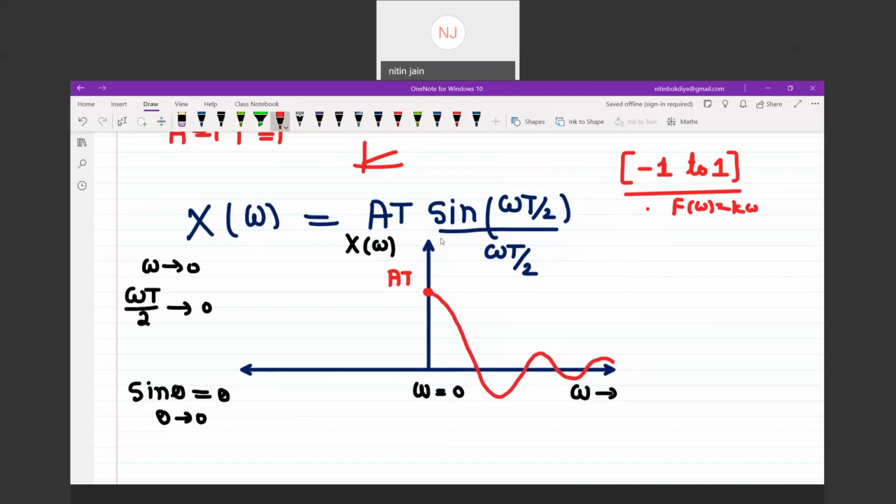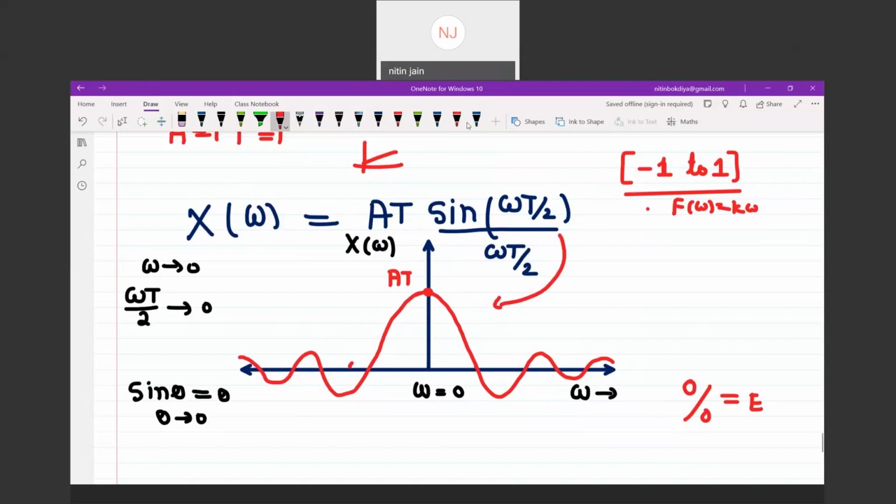And for the negative direction also, because both functions are odd. Sine of theta is odd and omega is odd. So odd divided by odd is equivalent to what? Even. So you will get this waveform here also. And this is the function X of omega.